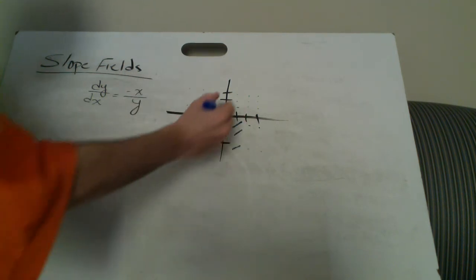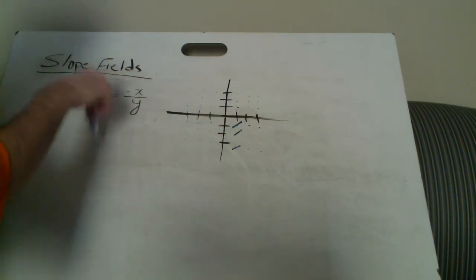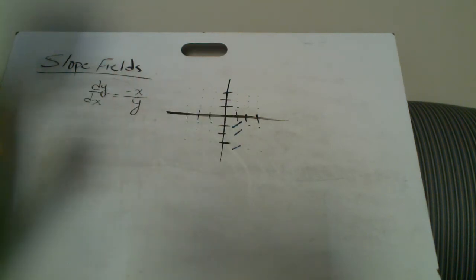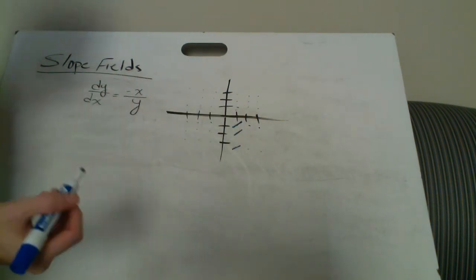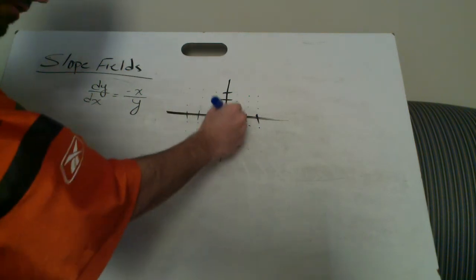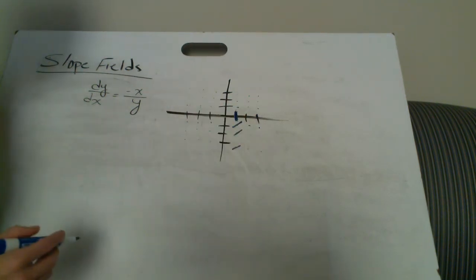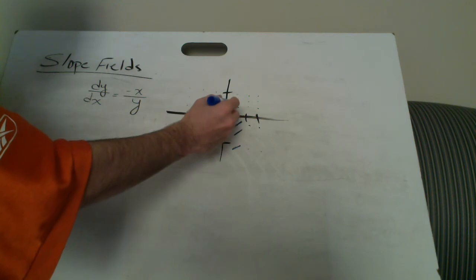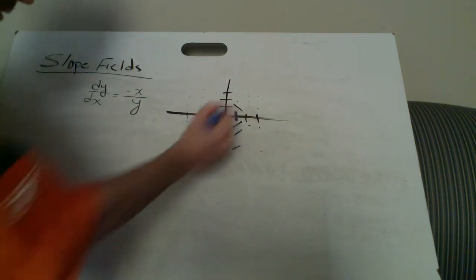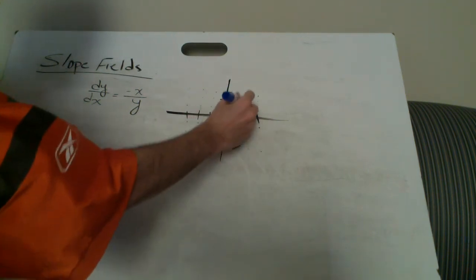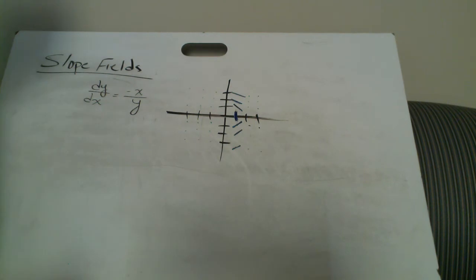Great. If y is 0, I get negative 1 over 0, which is undefined as a slope. That means a vertical tangent line. Right up here, I get 1 over 1, so that's negative 1. I get negative 1/2 and negative 1/3. And I'll do this similarly for every other point.